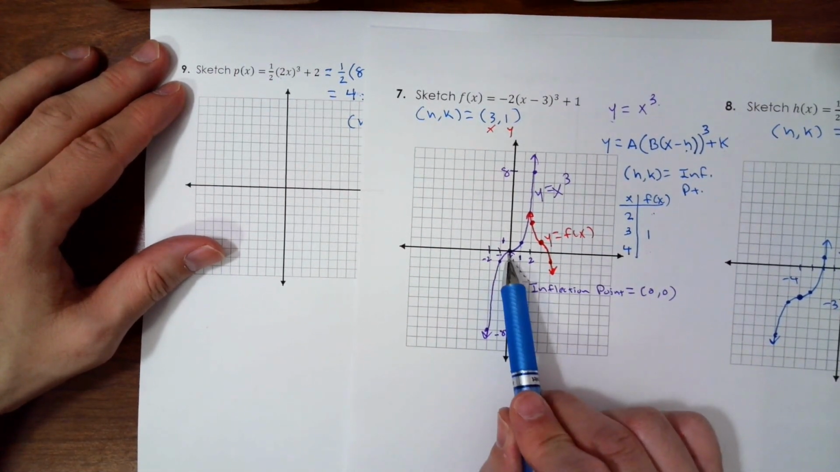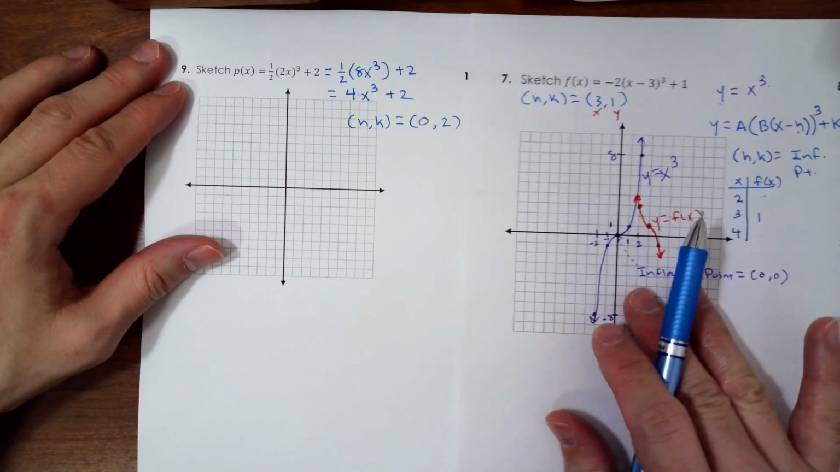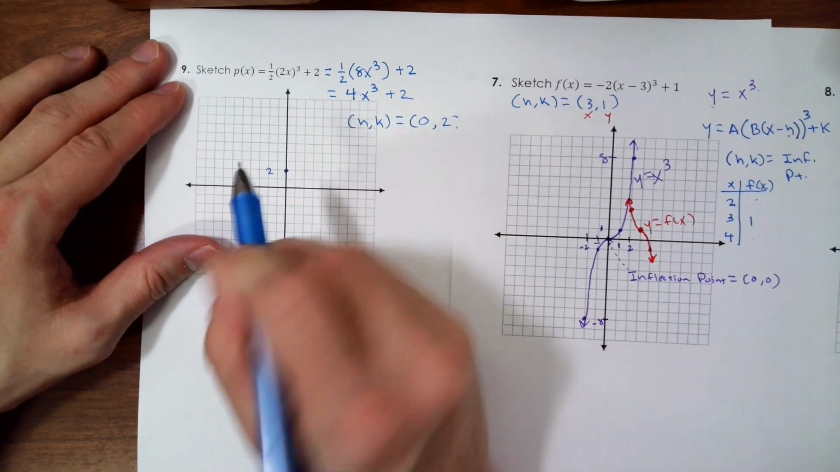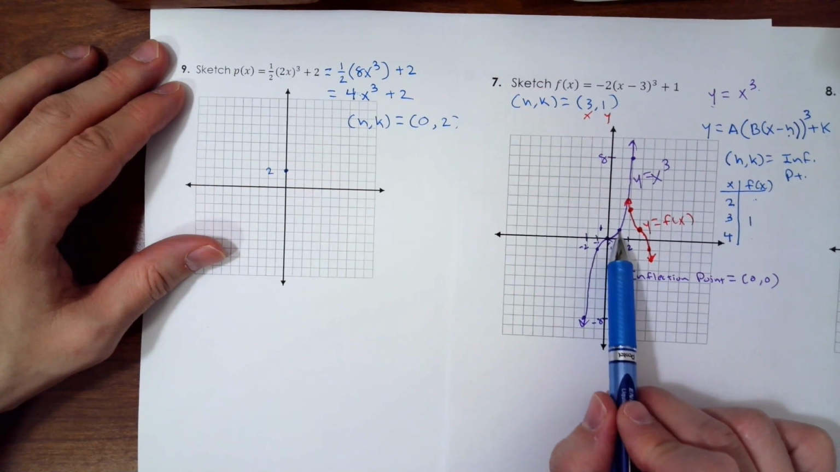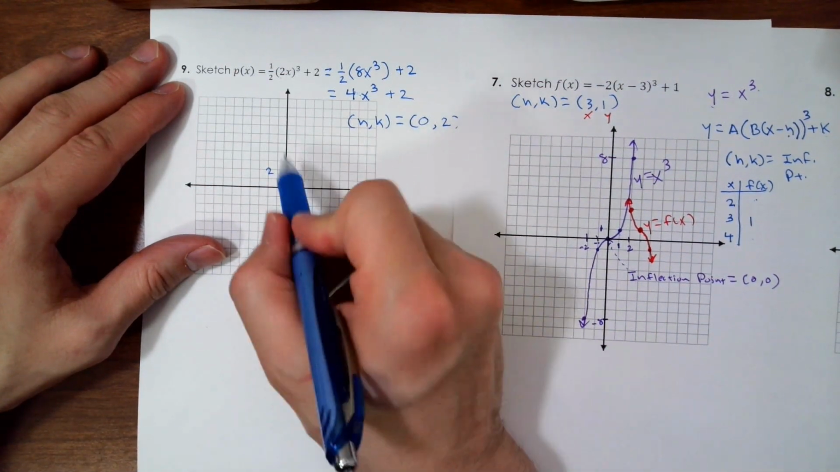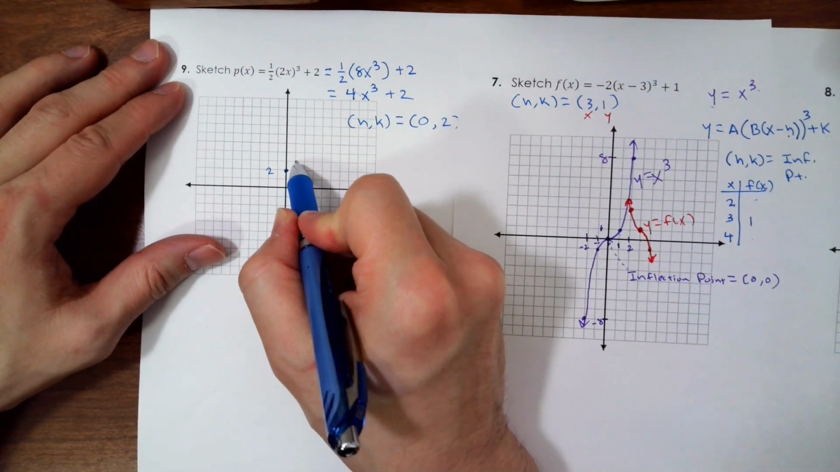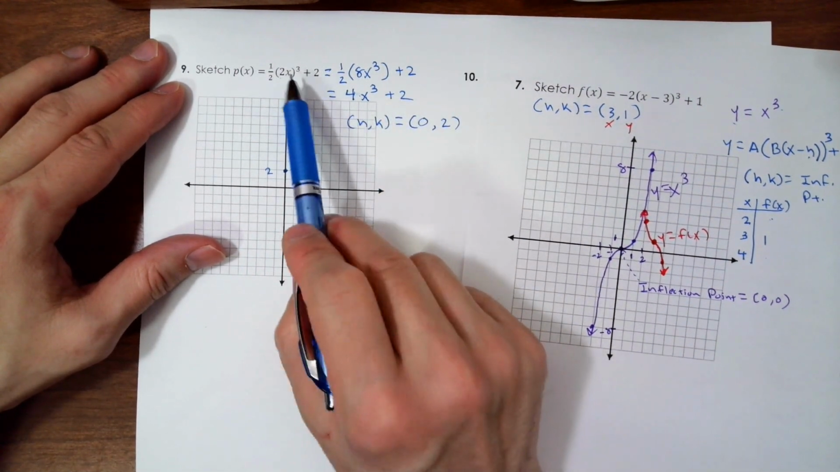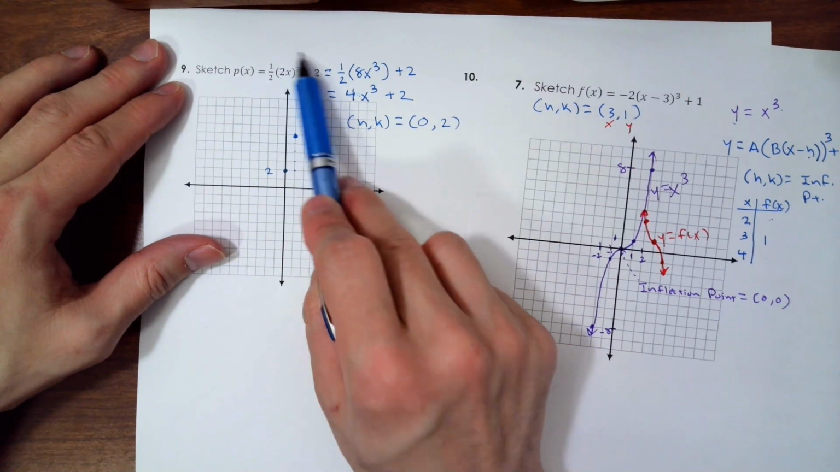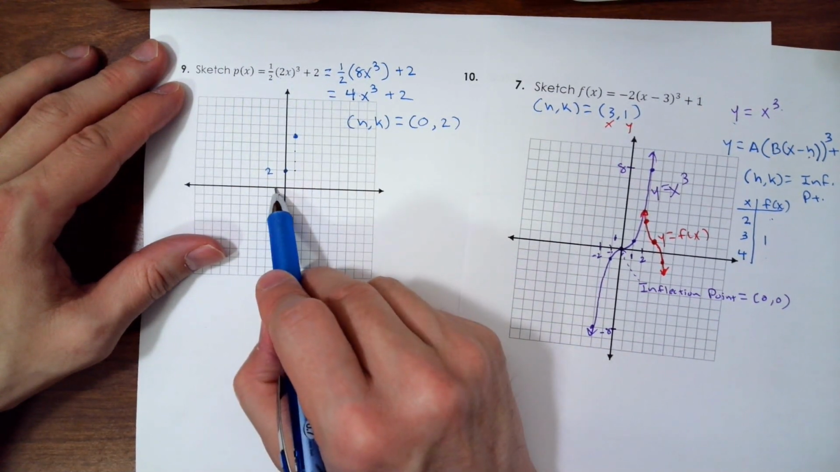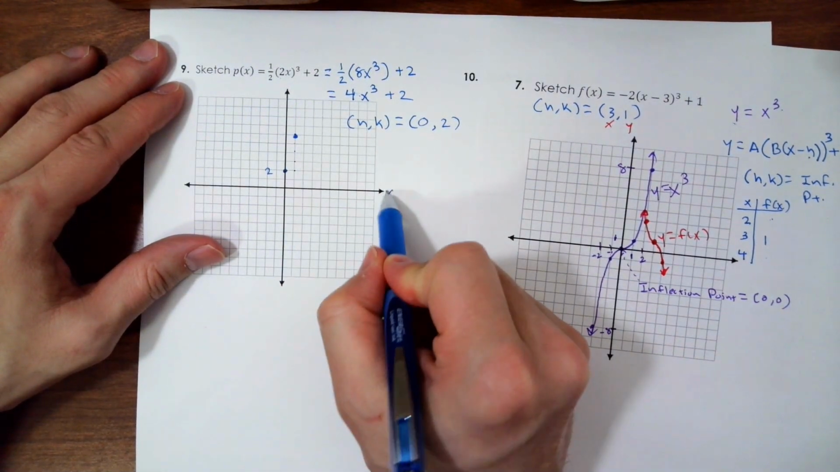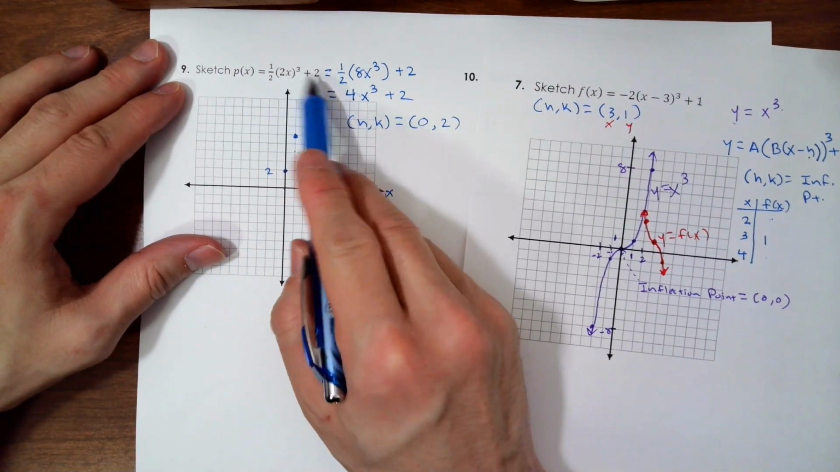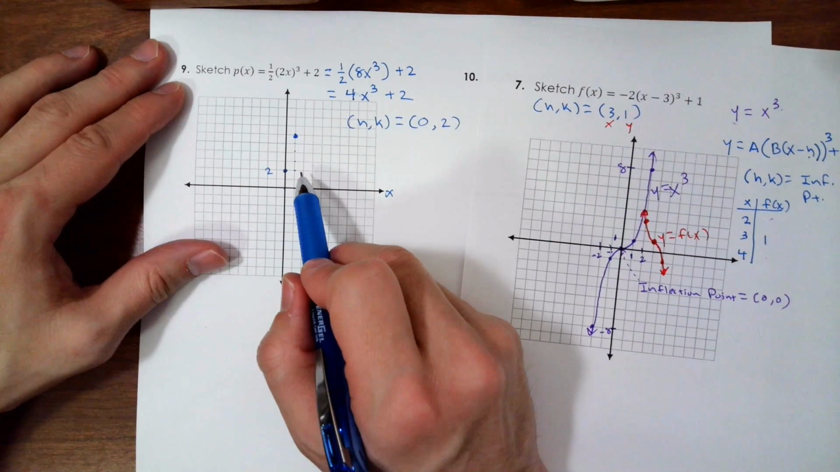So instead of starting at 0, 0 like with the parent function here, we're going to start at 0, 2. Instead of over 1 up 1, we're going to have over 1 up 1, 2, 3, 4. And you can always check. You could make an xy table with the original function and, of course, use x equals -1, x equals 0, and x equals 1, substitute in and make sure you get the points that you see on your graph.